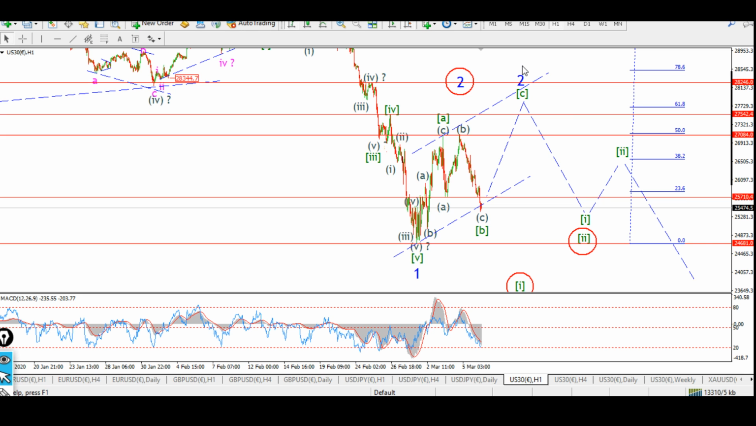So wave 3 down should kill them completely. Okay, so 3-wave pattern up in wave 2, and then we move down into wave 3. So I have to stick around next week in the nightly updates and see how that plays out.